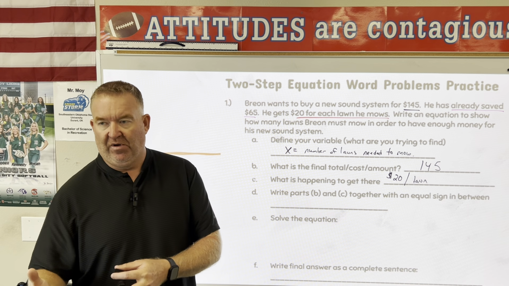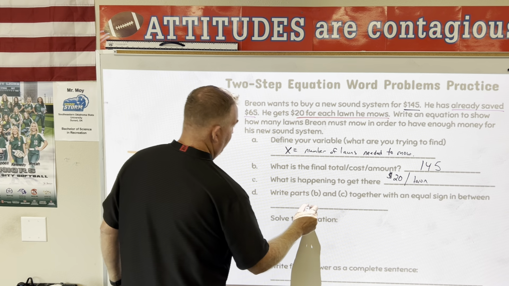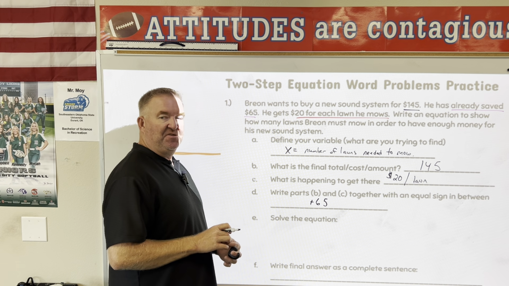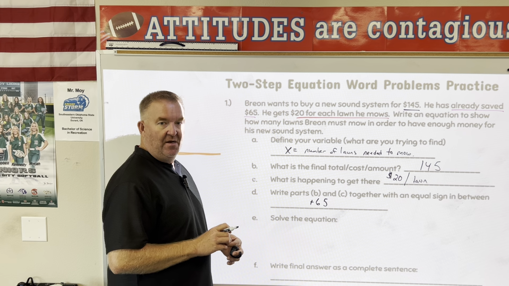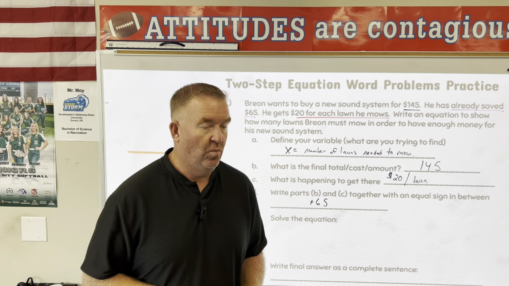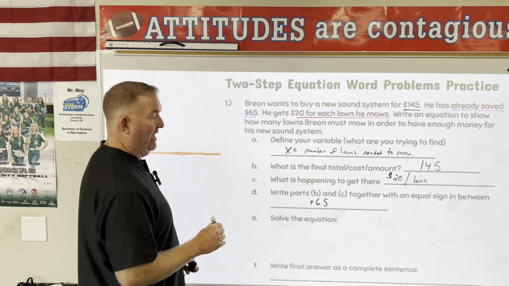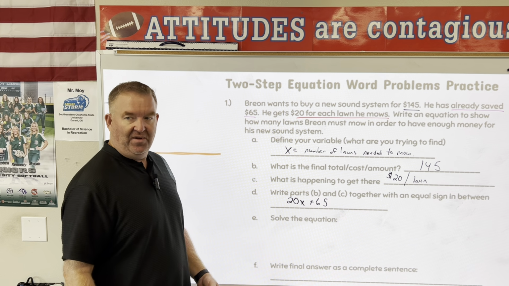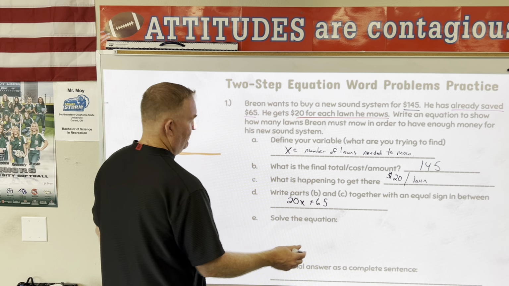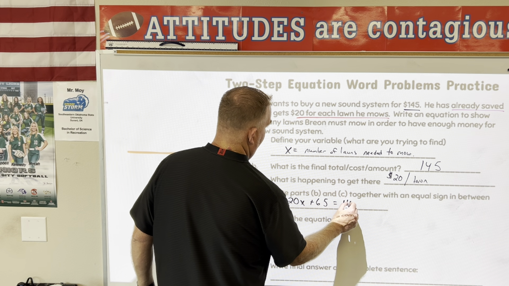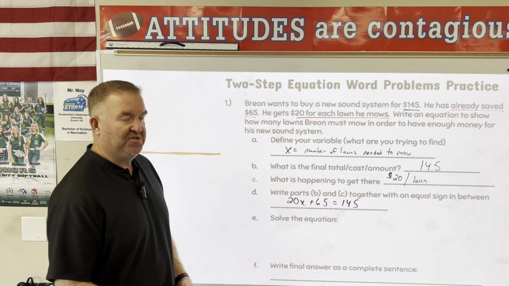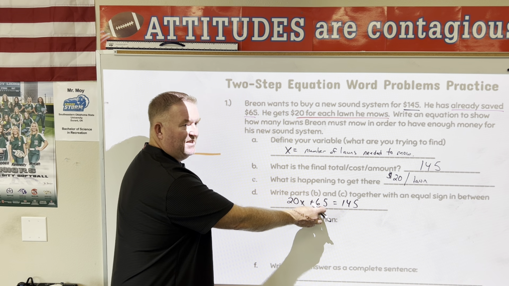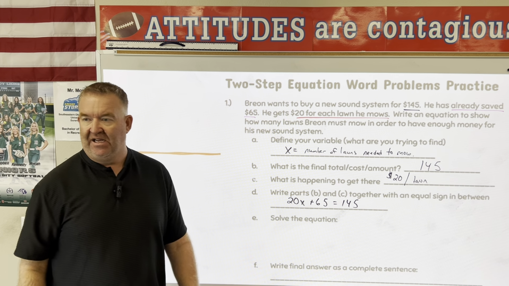How much money did he start with? $65. So you have $65 in the bank, yes? How much money is he getting per lawn? Do we know how many lawns? What letter is that? So how would I write that? 20x plus 65 equals what? Equals 145. In other words, there's my equation: $20 per lawn plus the $65 that he already has equals the $145 that he needs to save.